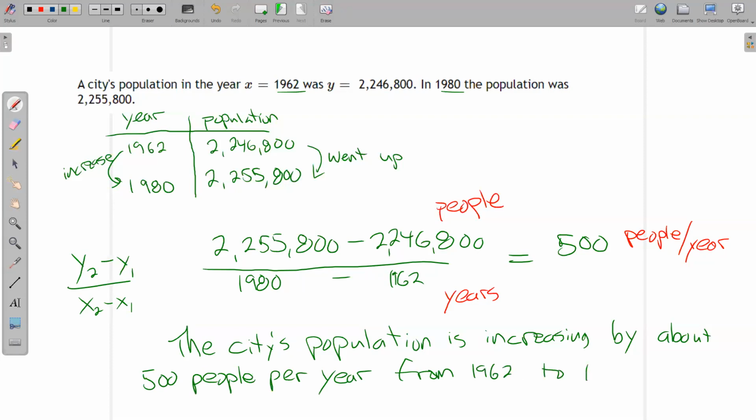And I'm going to be a little more specific and say from 1962 to 1980, because if somebody says, well, what about now? I'd be like, I have no idea. I don't have any information about now. All I can do is tell you that between 1962 and 1980, the city's population was increasing by this many people per year, right? And there's definitely going to be a test question. Almost every question is going to have a sentence that you're going to have to put with it about some part of it.